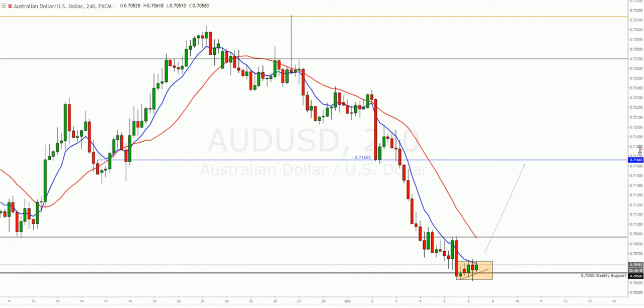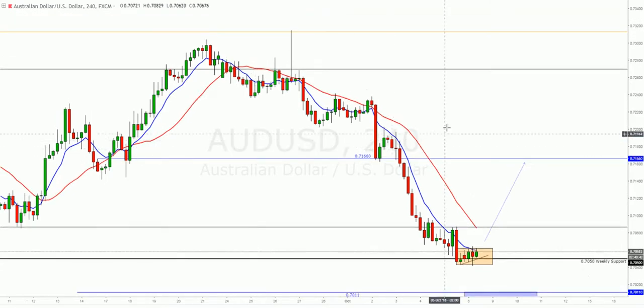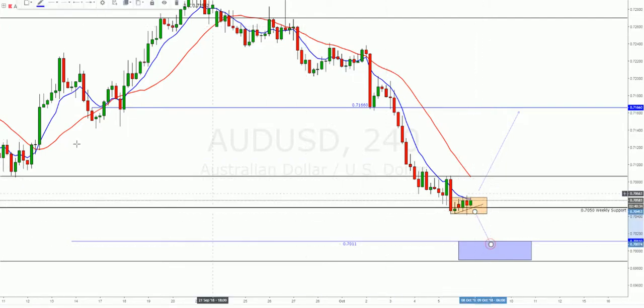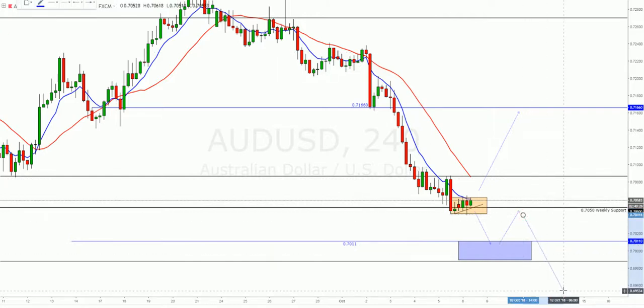or alternatively, as you can see, we've got that counter trend line here. We could be seeing a move to this target region before retesting that resistance and heading lower down towards monthly support.